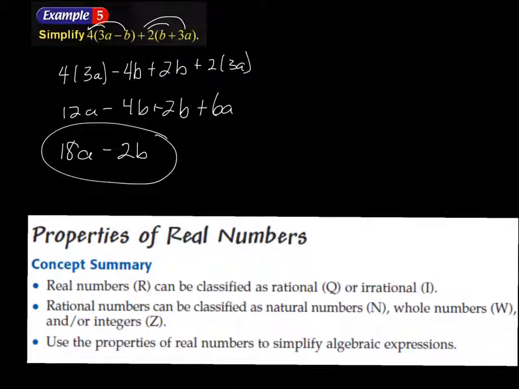In summary, real numbers can be classified as rational or irrational. Those nice rational numbers can be classified as natural, whole, and or integers. And we looked at how to use the properties of real numbers to simplify algebraic expressions.